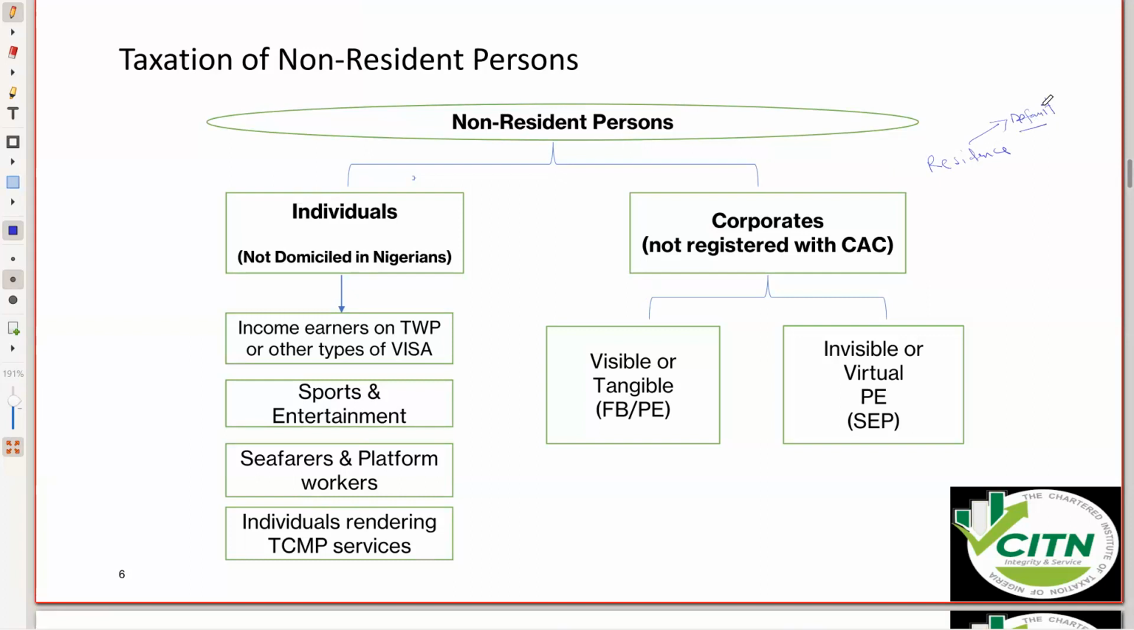Wherever you stay, you're benefiting from the amenities provided by the government. You're benefiting from the security that's provided by the government. You're benefiting from the power, the social amenities, the infrastructure. So wherever you reside, by default, most countries will require that you pay tax, regardless of where you earn that income from. Regardless of where you earn that income from, you should pay tax because you reside in our country.